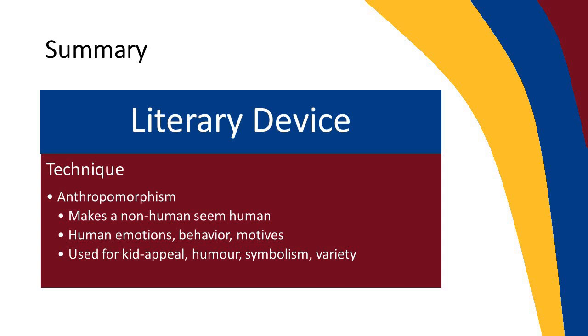In summary, we've explored anthropomorphism as a literary technique that makes a non-human thing seem human by giving it human emotions, behaviours, or motives. It might be used to appeal to children, create humour, emphasise character traits. It also allows us to tell a greater variety of interesting stories. Hopefully now you have a good understanding of anthropomorphism.